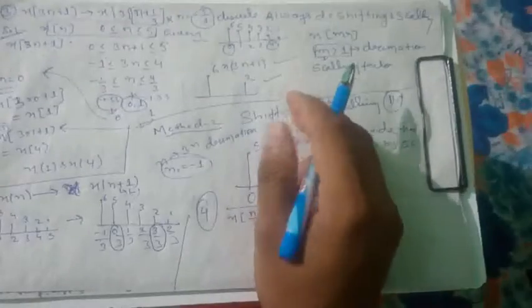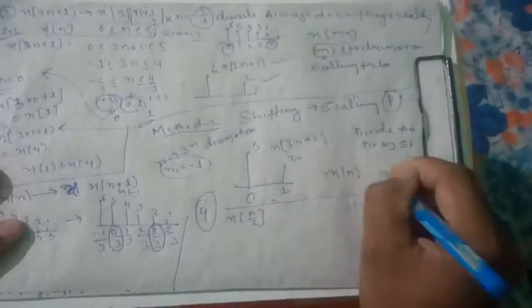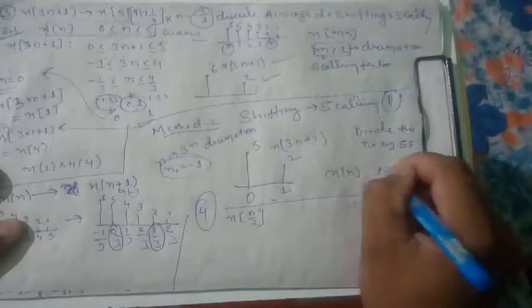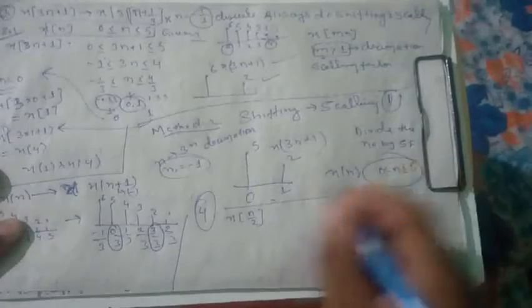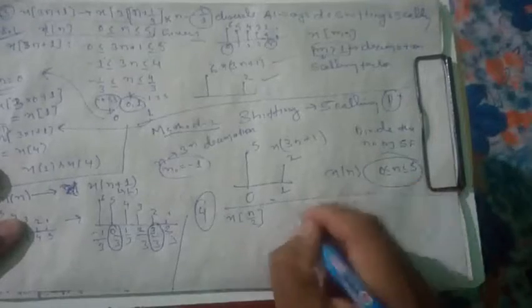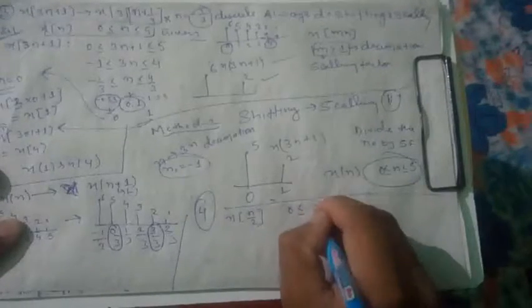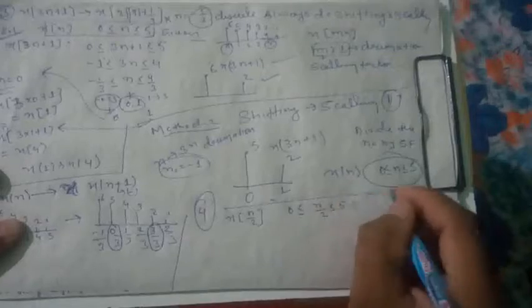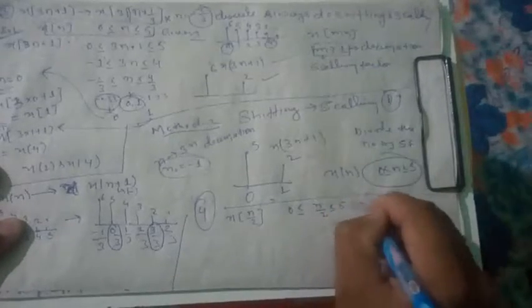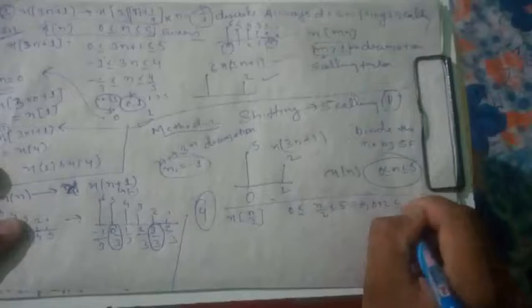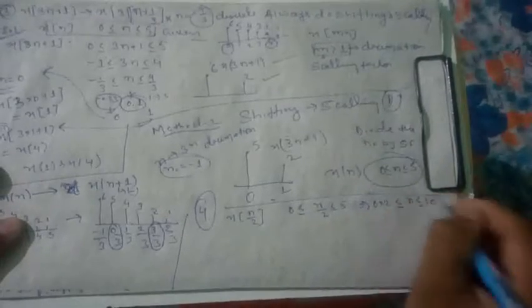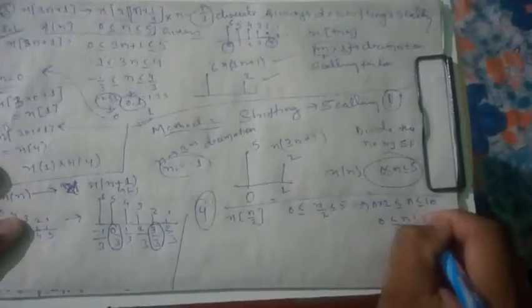See, this is the question. The question is question number 4 that we have to see and solve. This is the last question actually which we have to solve. Now it is given that the original xn is valid for 0 to 5 and zero elsewhere. For this value, what would it be? It would be 0 less than or equal to n by 2 less than or equal to 5. If we solve this one, then we will get 0 into 2, that is 0 only, less than or equal to 10. That means 0 to 10.